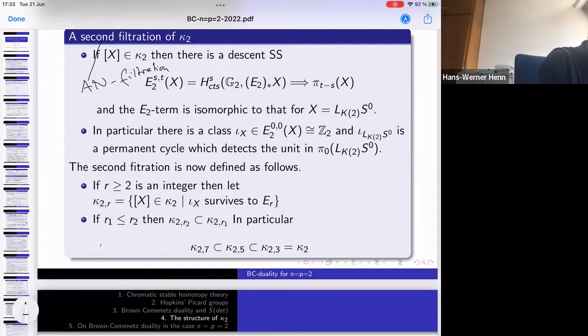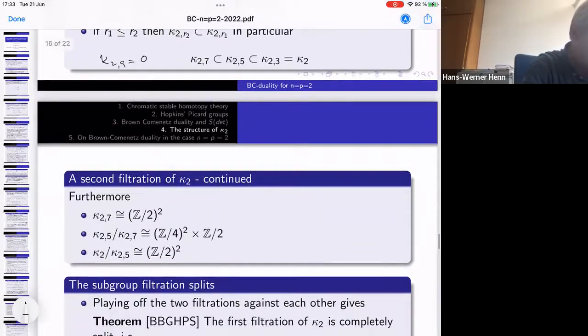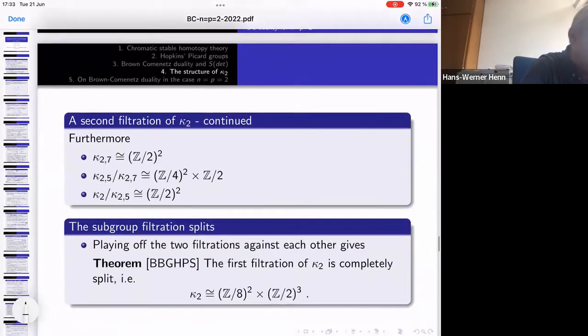and in fact kappa 2.9 is equal to 0. And the second filtration actually is: you have kappa 2.7 is C mod 2 cross C mod 2. The next filtration quotient is C mod 4 cross C mod 4 cross C mod 2. And the top filtration quotient is C mod 2 cross C mod 2. And playing out the two filtrations against each other gives that the first filtration of kappa 2 is completely split. That means kappa 2 is isomorphic to C mod 8 cross C mod 8 cross 3 copies of C mod 2.